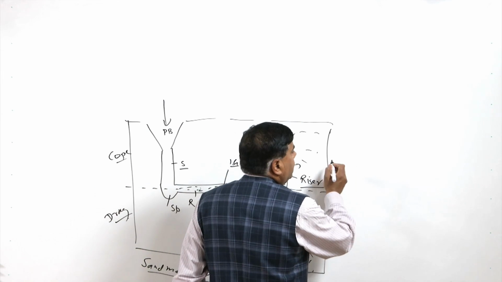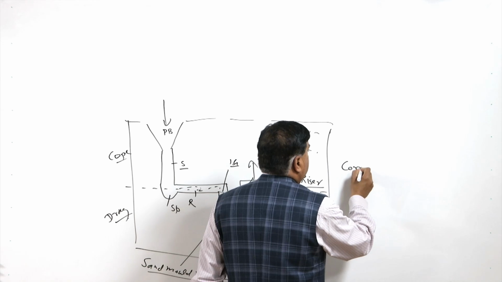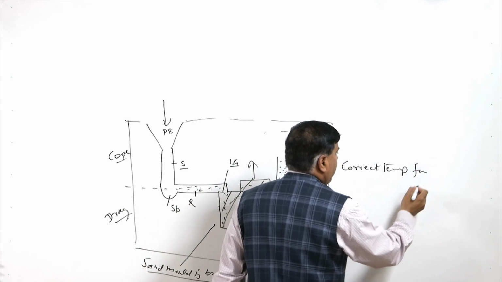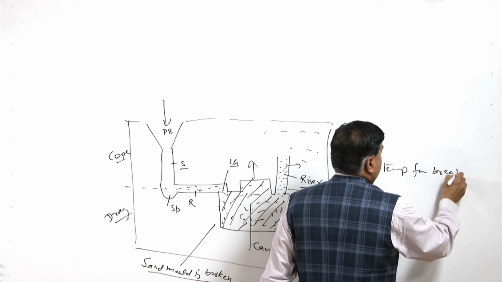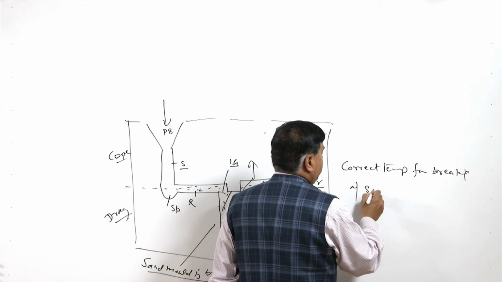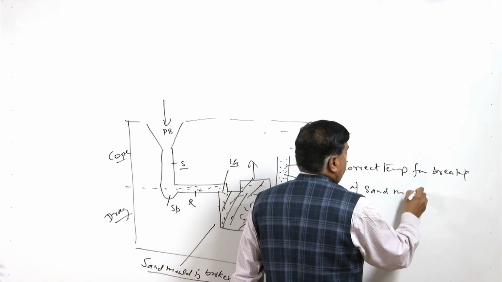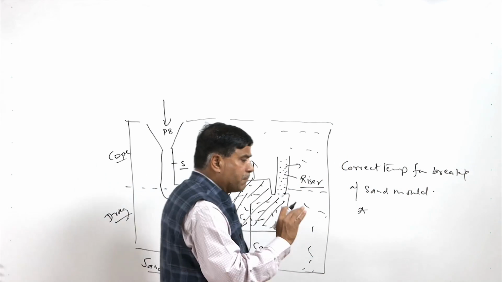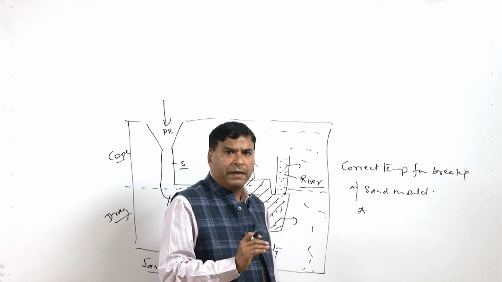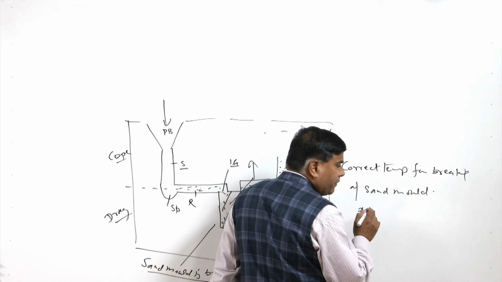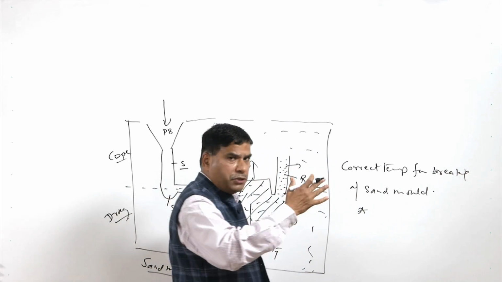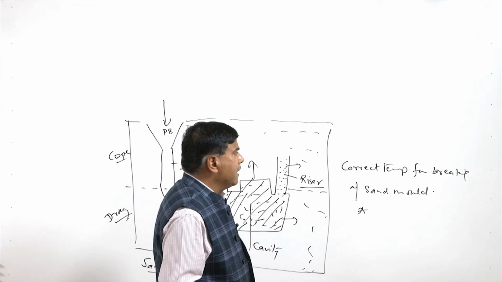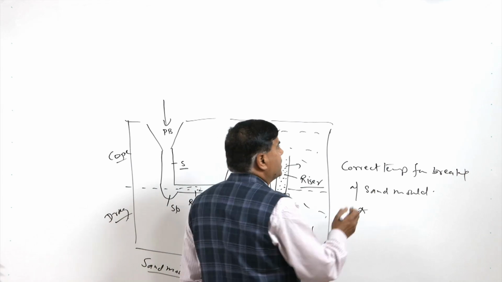So the correct temperature for breaking of sand mold depends upon three factors. The temperature must be low enough so that the differential cooling taking place in the different zones when the casting is exposed to the atmospheric air will not lead to the differential contractions.